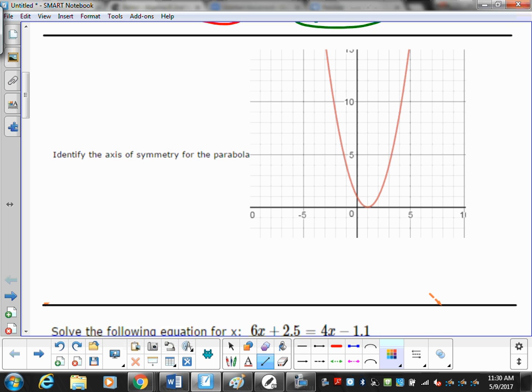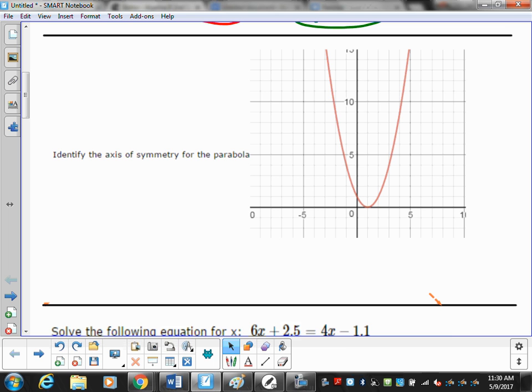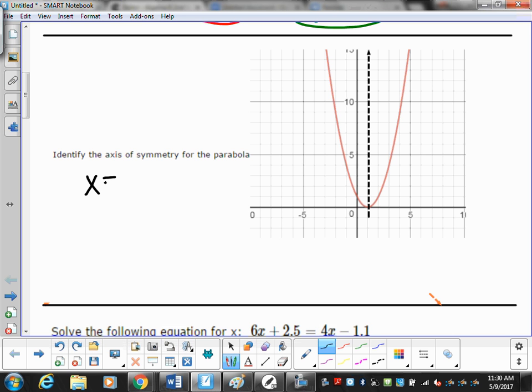So here's where that vertex was. The vertex was at that point (1, 0), and so the axis of symmetry goes through that. That's the line that I just drew up there, is the axis of symmetry. And that is always going to be the equation x equals some number. So in this case, x equals 1.